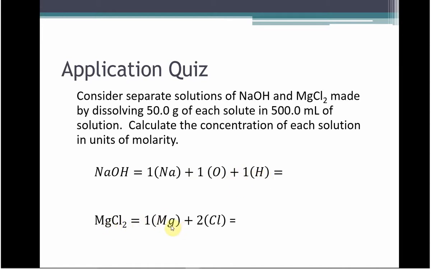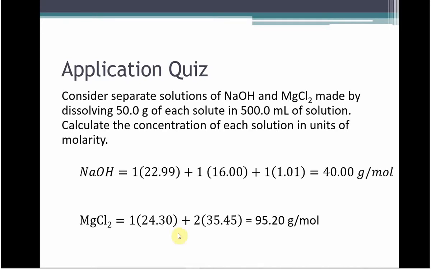Magnesium chloride: magnesium is 24.30, and chlorine is 35.45. If you want to go further, you can, but I'm not going to. So plugging that in, we get the molar mass of sodium hydroxide as 40 grams per mole. Molar mass of magnesium chloride is 95.20 grams per mole.